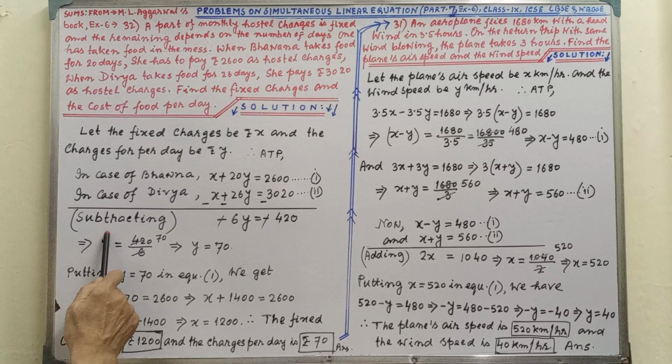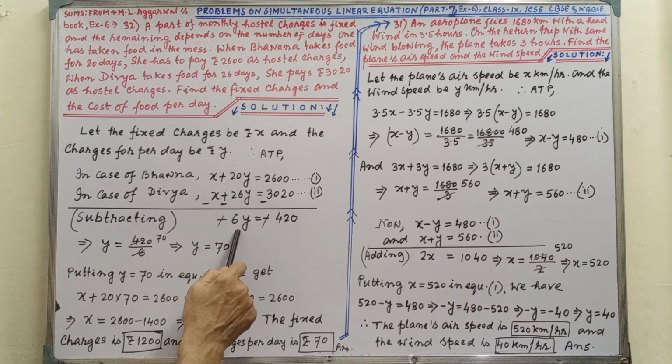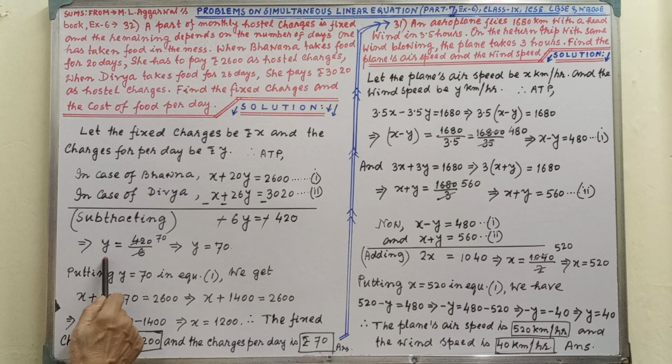Now by subtracting, x will be cancelled. So by subtraction, 6y equals 420. By simplifying, we get the value of y, that is 70.